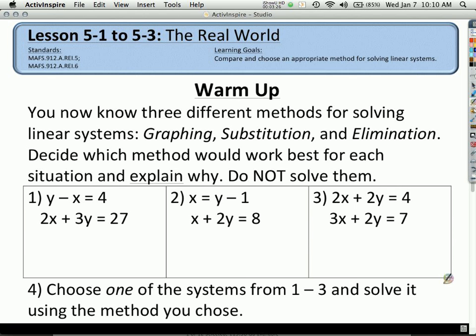Pencils down, pick up your colored pens. So today's warm-up was a little bit different. I asked you not to solve any of the first three. I asked you to decide which method you think would work best and explain why. There has to be a reason why. Be prepared to tell me which method you thought and why.